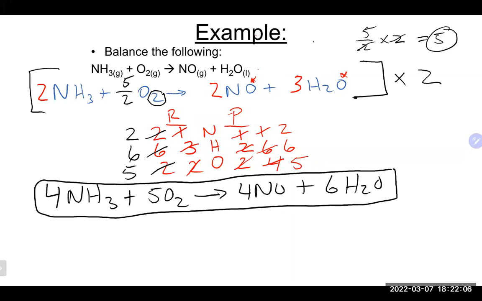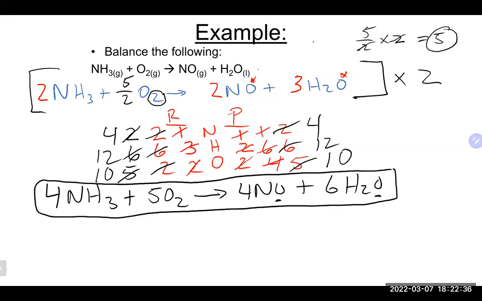And if I did not screw up here, 50-50 chance, we should still be balanced. So let's take a look. We got 4 nitrogens on the left. On the right, we got 4, which is good. We got 4 times 3, which is 12 hydrogens on the left. 6 times 2 is 12 on the right. And 5 times 2 is 10 oxygens on the left. We have 4 oxygens on the first one and 6 in the second, which gives us 10. So what's in the box would be the properly balanced equation.